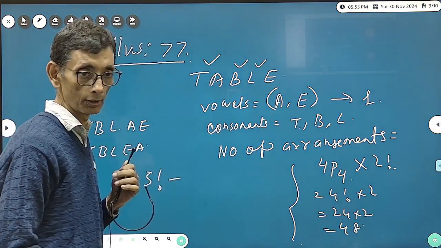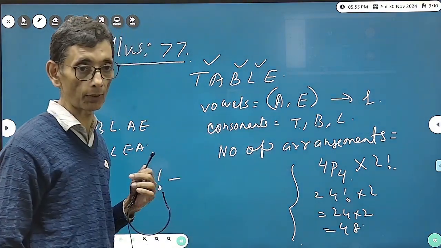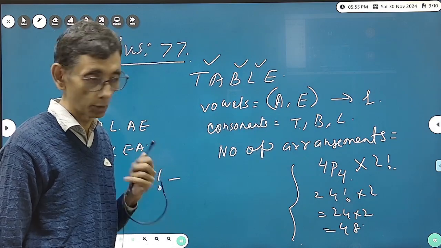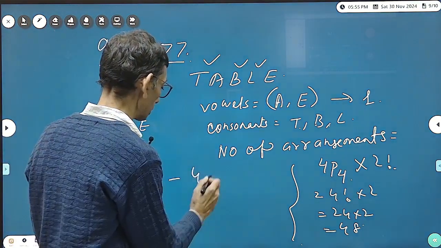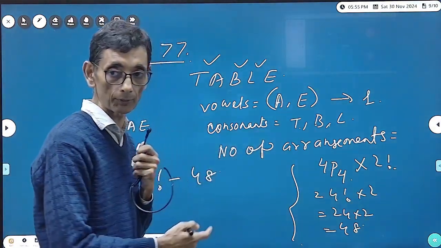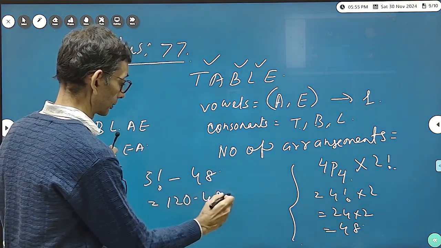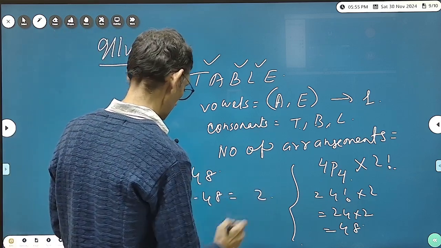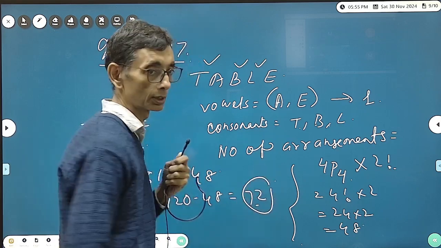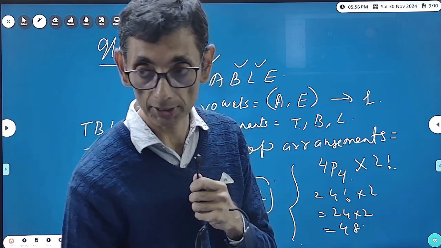Then what arrangements don't you need? Where vowels are together, you don't need, because you need the arrangements where vowels are separated. So you have to subtract the 48 arrangements. 5 factorial is 120, minus 48, so it's 72. 72 arrangements will be such where vowels will be separated.